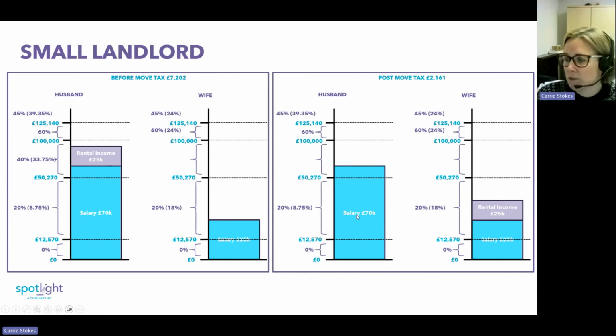At this point in time, the annual tax was £7,202 on the property income. We worked with them to complete a declaration of trust to move all the rental income over to his wife, and the post-move tax was £2,161 per year, so it's a saving of over £5,000 per year tax.